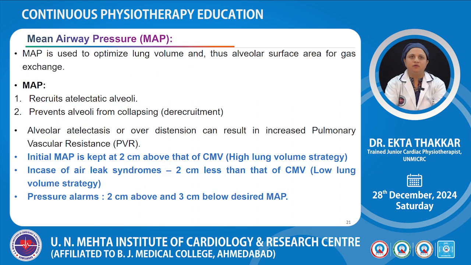Mean airway pressure. Mean airway pressure is used to optimize the lung volume and thus the alveolar surface area for gas exchange. Mean airway pressure recruits the atelectatic alveoli and prevents the alveoli from collapsing. Alveolar atelectasis or overdistension can result in increased pulmonary vascular resistance. Initial MAP is kept at 2 cm above that of the conventional mechanical ventilation. In case of air leak syndrome, it is 2 cm less than that of the conventional mechanical ventilation. Pressure alarm 2 cm above and 3 cm below desired MAP.